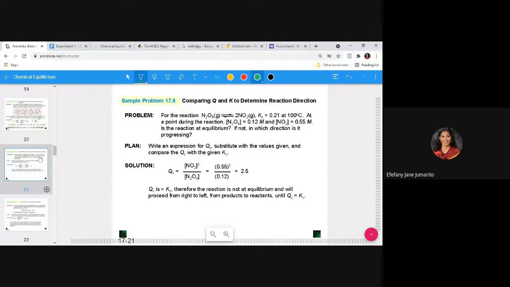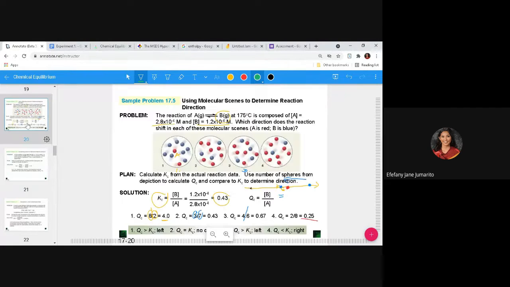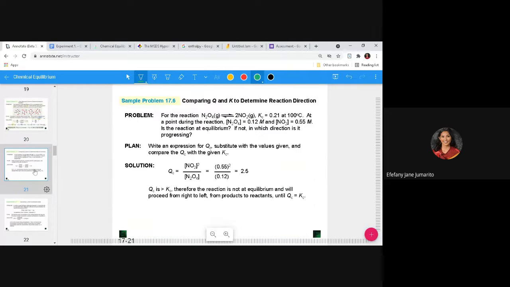So let's go here. Okay, class, do you understand when K is less than, KC is less than or greater than QC, that one, the direction, the Le Chatelier's?